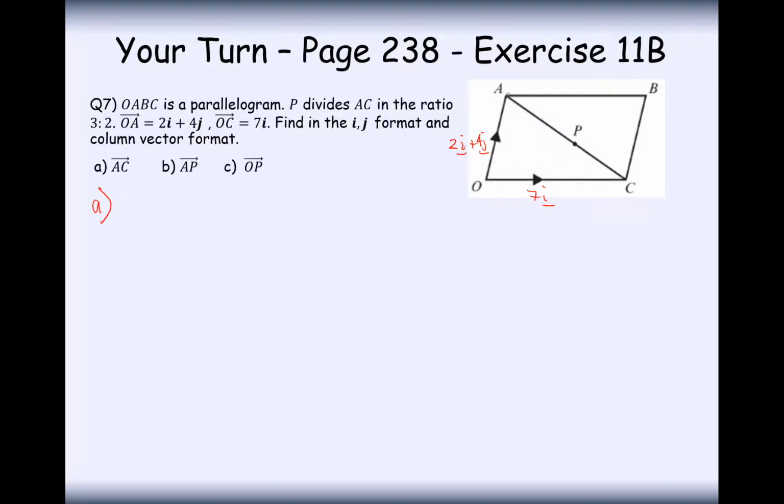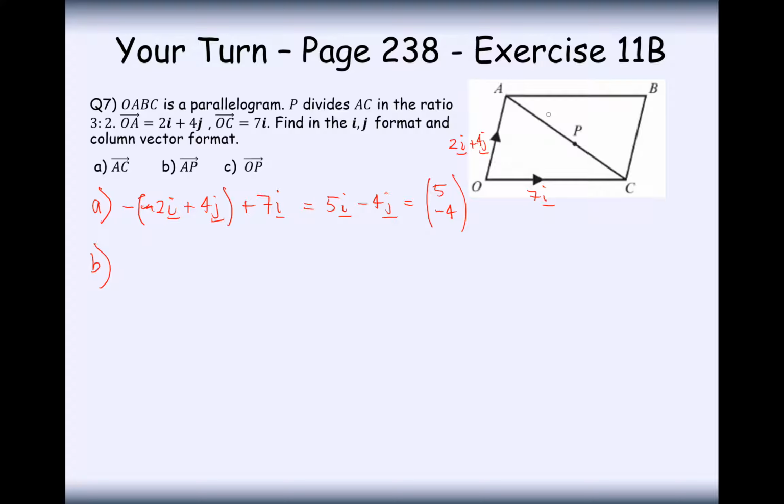So as we've seen previously, there's no vector that takes us straight from A to C. We have to go via O. So it's going to be go backwards along 2i plus 4j, and then we have to go forwards along the 7i vector. So adding these two together, you're going to get minus 2i plus 7i, so that's 5i. And then we take away 4j, so that's minus 4j. This can also be represented as (5, -4).